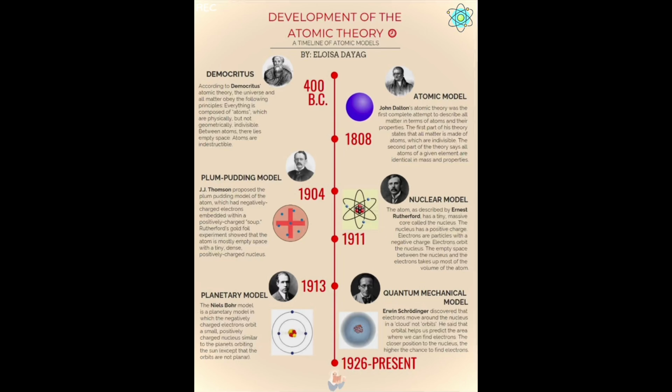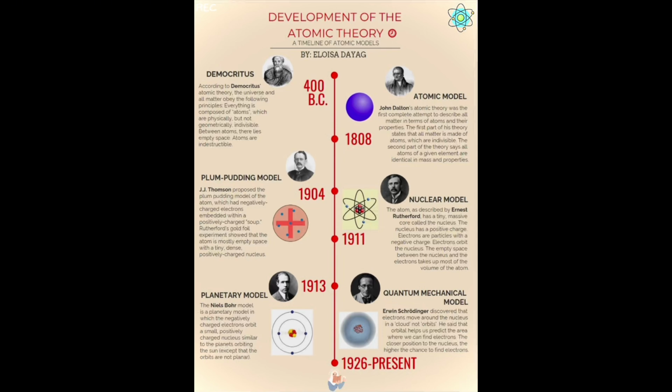After him, the first person to derive the model of the atom was John Dalton, who studied Democritus' research and made his own theory of the atomic model. John Dalton's atomic theory was the first complete attempt to describe all matter in terms of atoms and their properties. I said first complete attempt. This means that between Democritus and John Dalton, there were many scientists who tried and attempted to describe the atom in terms of matter and properties, but the complete and most accurate attempt was derived by John Dalton.